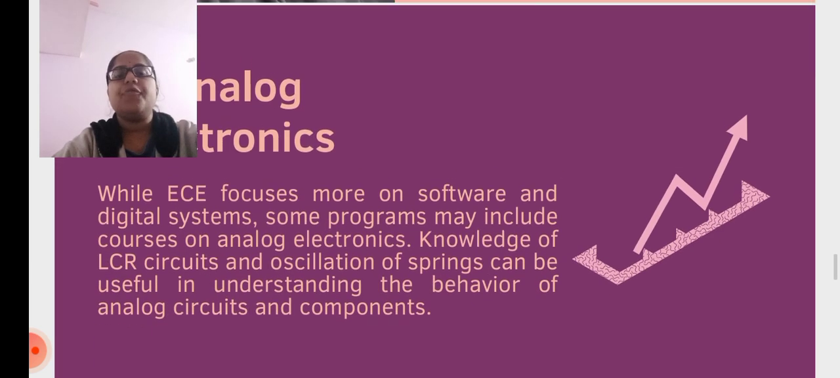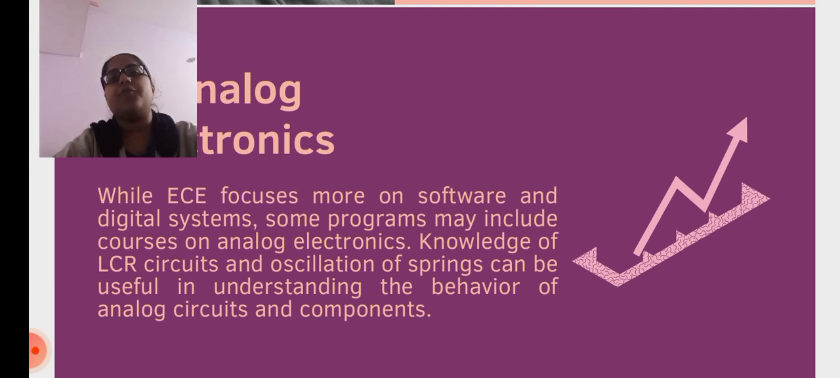Now let us learn the fifth agenda, analog electronics, which is one of the most important ones. While ECE focuses more on both software and digital systems, some programs may include courses on analog electronics. Knowledge of LCR circuits and the oscillations of spring can be useful in understanding the behavior of analog circuits and components, which is the fifth agenda of this topic. This is how it has been implemented. So the fifth agenda is analog electronics.